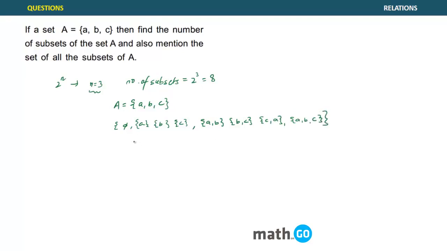And in fact, they could have asked you the number of proper sets. So then what will be the number of proper sets? Yes, 8 minus 2, that is 6 will be the number of proper sets. In proper sets, what we do, we delete the null set and the set itself. So you see, this is the set itself and this is the null set. So the number of proper sets will be 6. Let's move to the next problem.